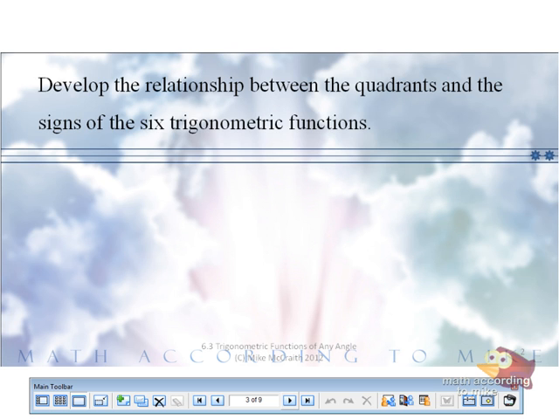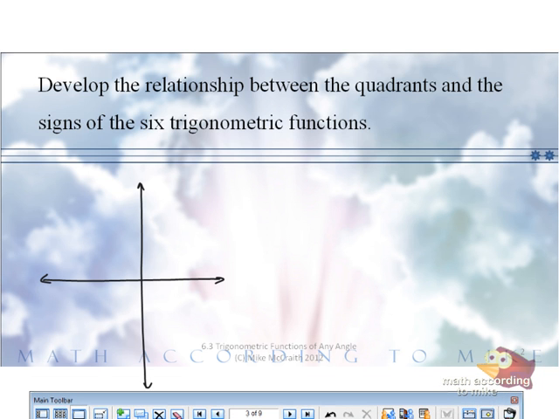Develop the relationship between the quadrants and the signs of the 6 trigonometric functions. We're doing this together. So remember, we start in the top left with quadrant 1, and then we go counterclockwise to name them.